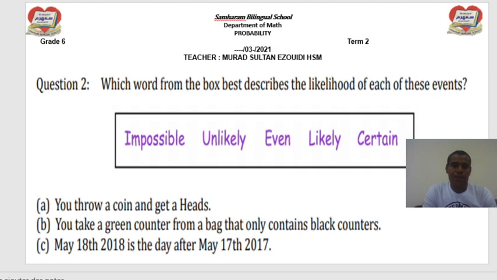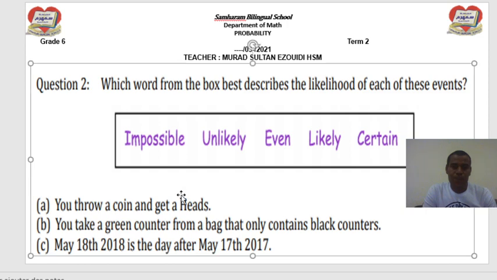What else? We continue here. You throw a coin and get a head. So when you throw a coin, my learners, you can get a head or a tail. So it has a probability of 1 over 2, which means even chance. Clear? Now smaller question b.